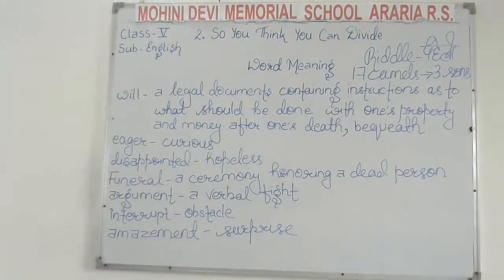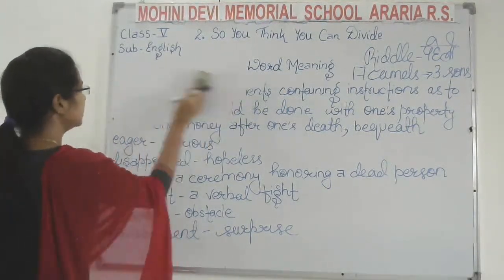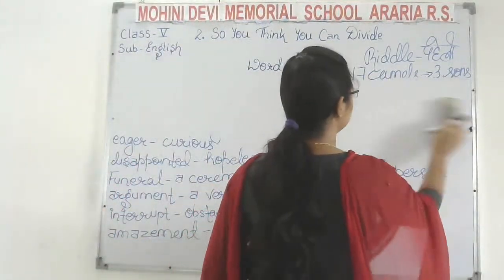So here I start my story. There was once an old man who had 3 sons and 17 camels. The sons were Rooplal, Natu, and Lalji. There were 3 sons, and the sons' names were like this.